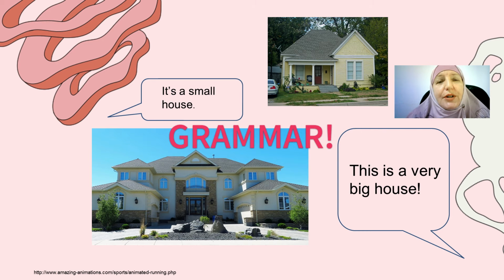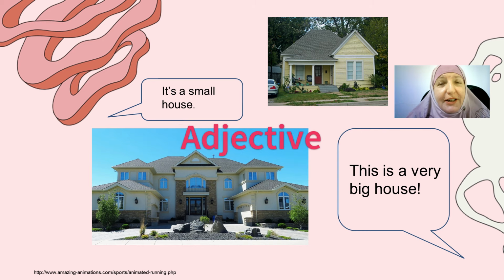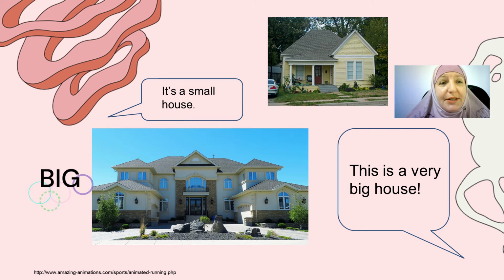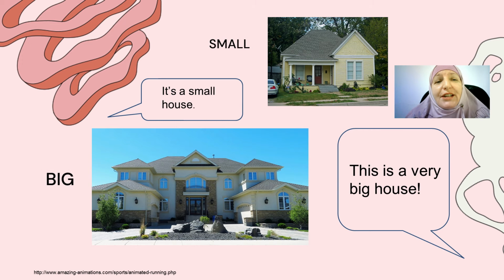We use words called adjectives, like big or small, to describe a noun. A house is a thing, so a house is a noun. The adjective comes before the noun. It is a small house. Small is the adjective. Small describes the noun house.